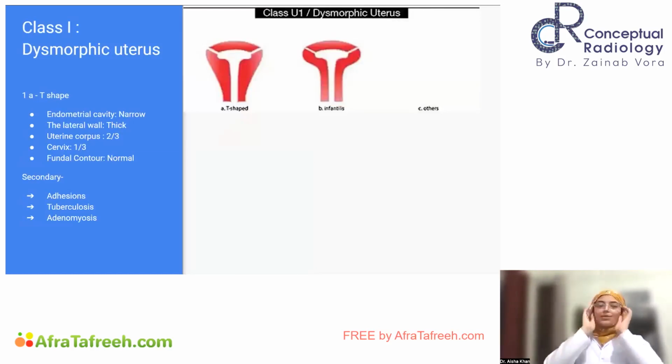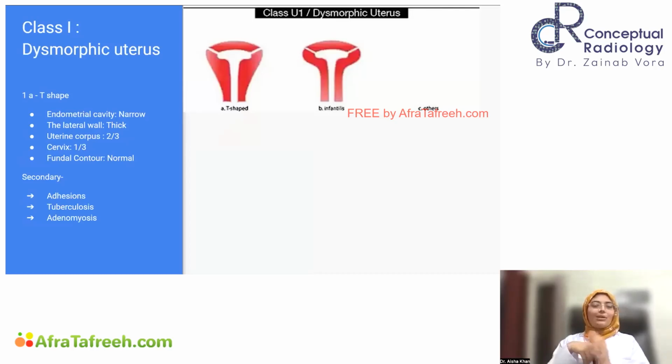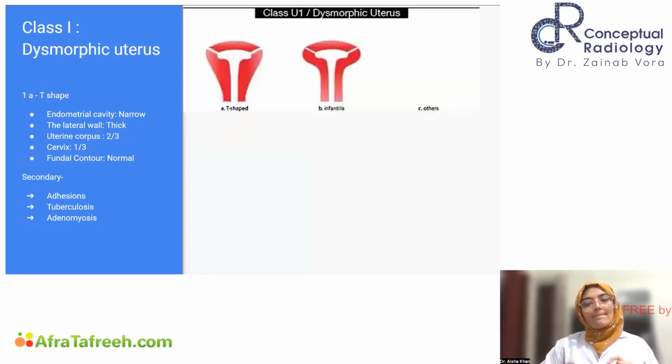In class 1, children, only the shape can be slightly deformed, so dysmorphic uterus. In this also there are 3 things, A, B and C. A is a T-shaped uterus, B is infantile, and C is all the other things. Again, they have kept things open-ended. Okay, so what is a T-shaped uterus? What is the endometrial cavity like? It is narrow in the shape of a T.